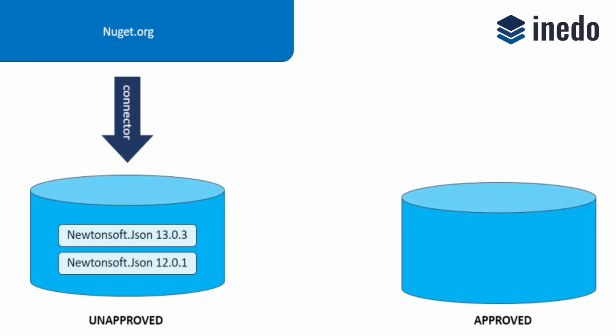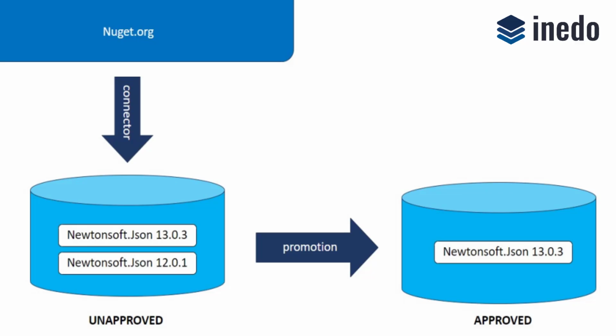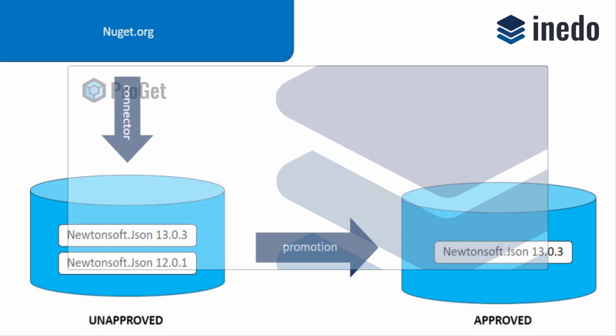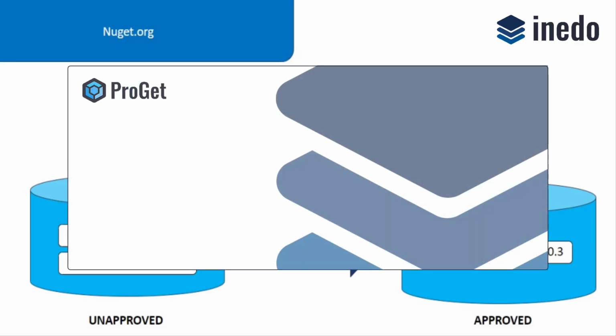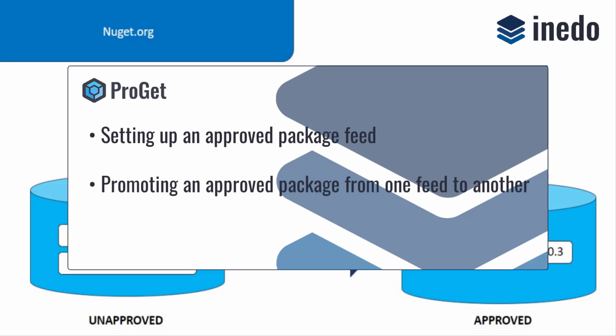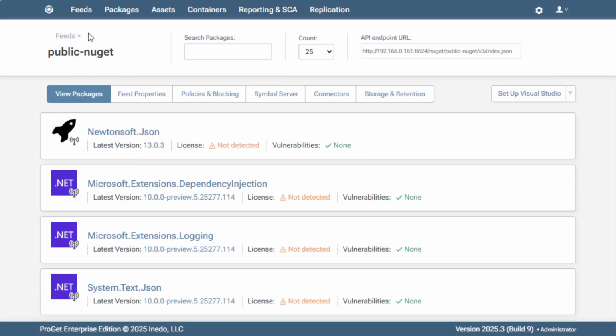Package promotion is simply a process of copying a package from one feed to another and keeping a record of that promotion. So in this video, we'll look at how to promote packages by creating a feed for our approved packages, promoting packages to this feed from an unapproved feed, and finally, making sure junior developers can only use approved packages. Alright, let's get started.